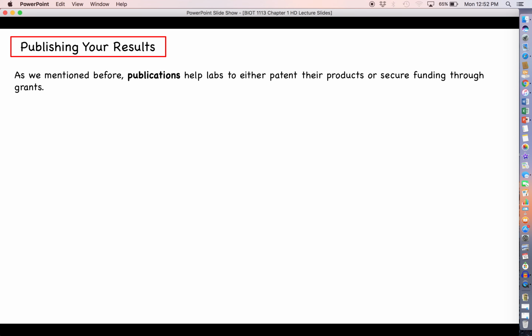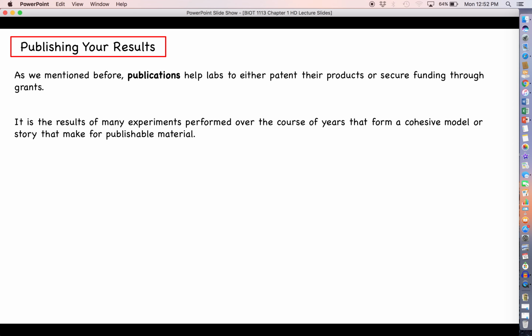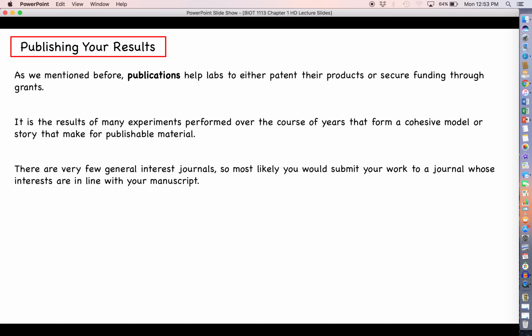Okay, so it's not always going to be the case, but usually once quite a few experiments have been done, publication of your results is something that most labs are going to shoot for, right? So publications will help labs either secure their patent and get all the money from that, or secure funding through grants if you're in an academic lab. So it is the results of many, many experiments performed over the course of a year or more likely several years that are going to help form this cohesive model, this story that actually makes for publishable material.